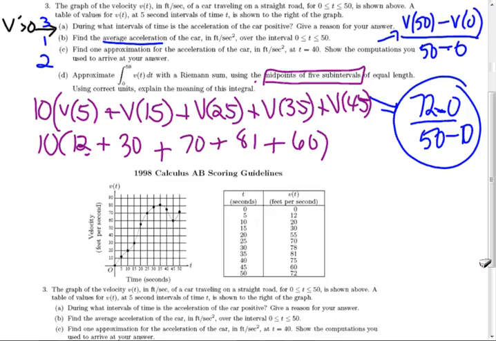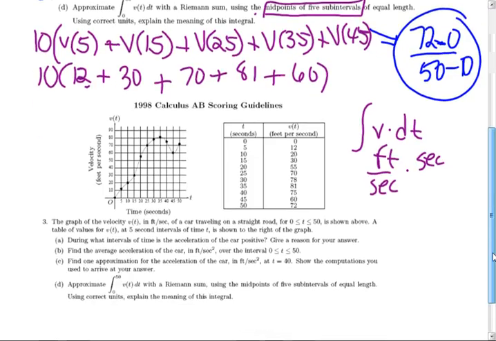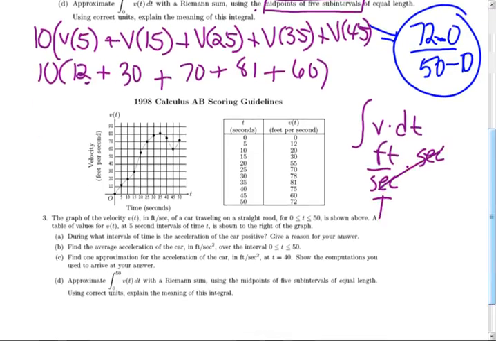What is the meaning of the integral? If you add up the velocity times the time, that means you're going to take feet per second times the number of seconds. What are you left with? Feet. So this is the total what? What do feet measure? Distance.